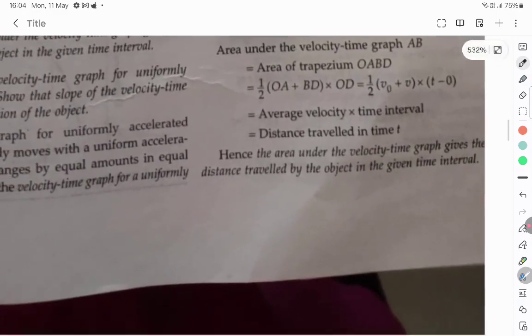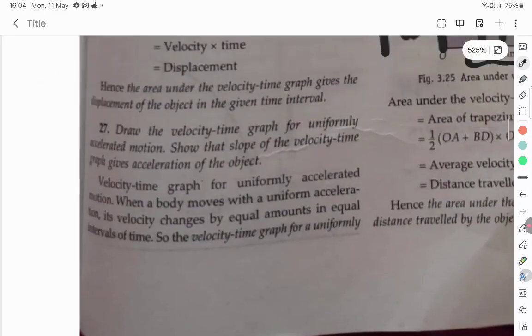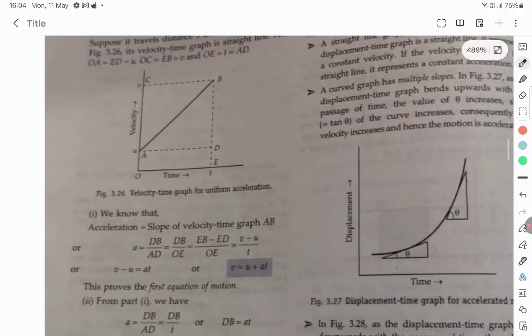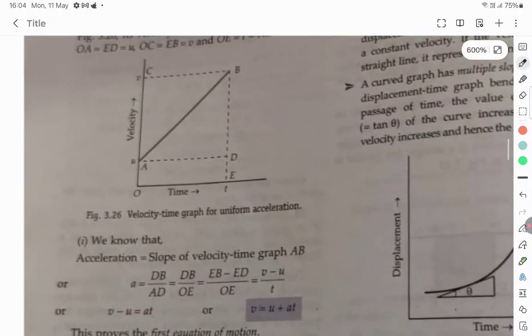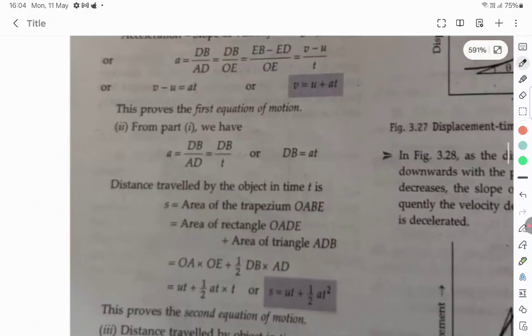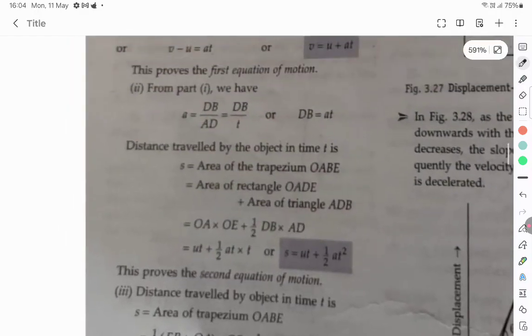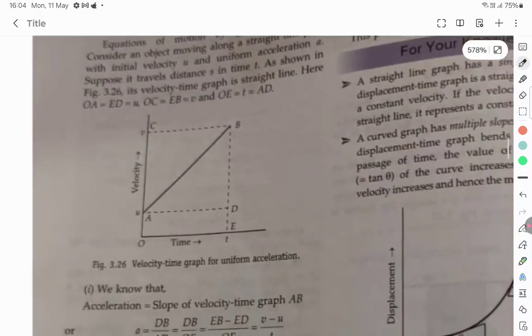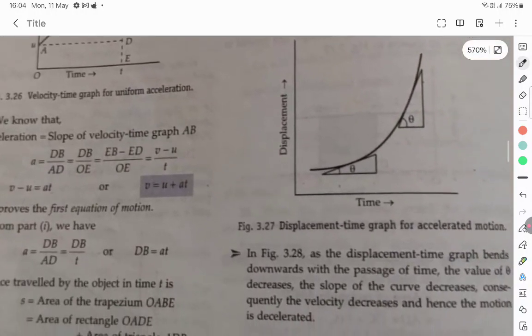So let's go next. What else did I discuss today? Yeah, the velocity time graph. This is the derivation where graphically you can derive v is equal to u plus at, which is there in the PDF, and I've also included it in the previous video.